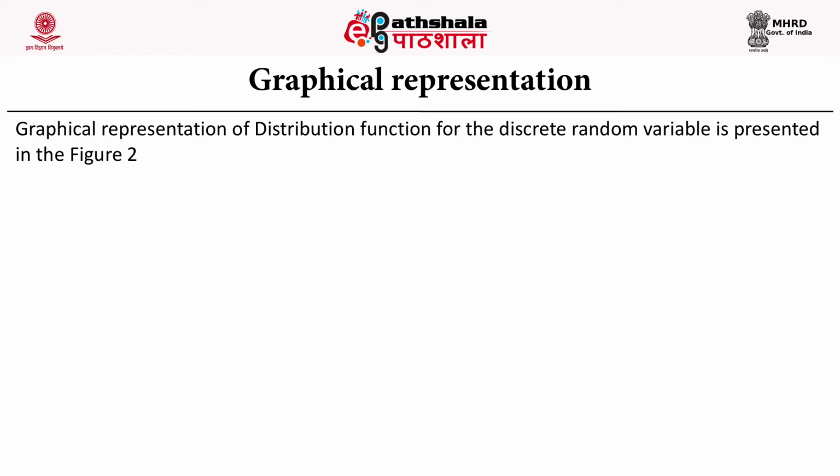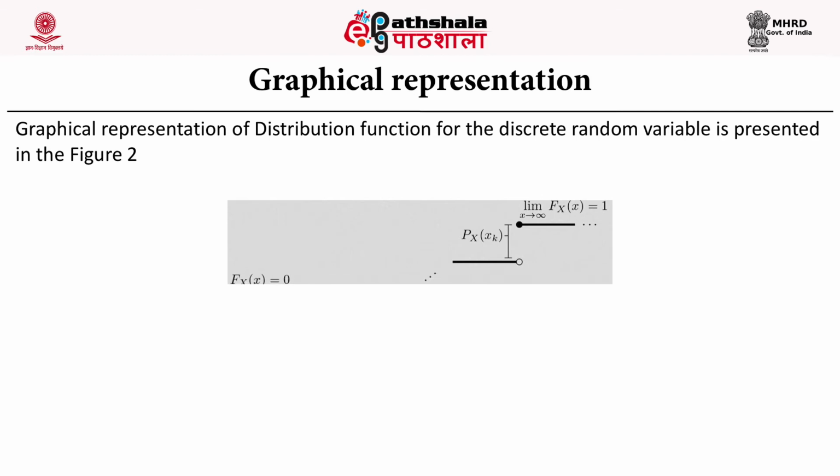The graphical representation of the distribution function of the discrete random variable is represented here in figure 2. On the left hand side we have the probability of x less than or equal to x1, so we are taking cumulative probability here. That means if you have values x equal to 0, 1, 2, 3 and so on, then after finding the probability of x equal to 0, when you find the probability of x less than or equal to 1, we already club the probability of x equal to 0 into the probability of x less than or equal to 1.